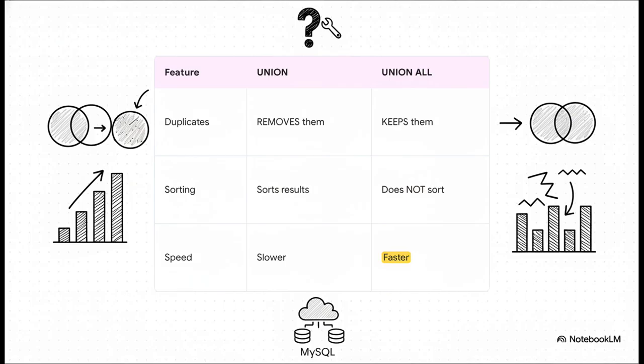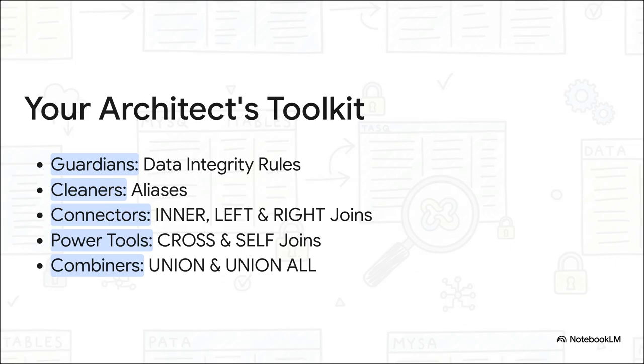Union is the smart but slower option. It combines your results, but it also does the extra work of automatically removing any duplicate rows and sorting the final output. Union all is the fast option. It just smashes the results together, duplicates, sorting, and all. So if you know you don't have duplicates or you just don't care about them, union all is always going to be faster.